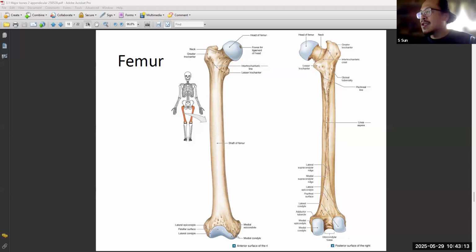And here we have the medial epicondyle and the lateral epicondyle. So I think that's a major thing here. So that's the femur, and then the femur will, on one side, join with the hip bone, the acetabulum, to form the hip joint, and the other end will attach to the tibia with the patella right here to form the knee joint. And so we will look into that.